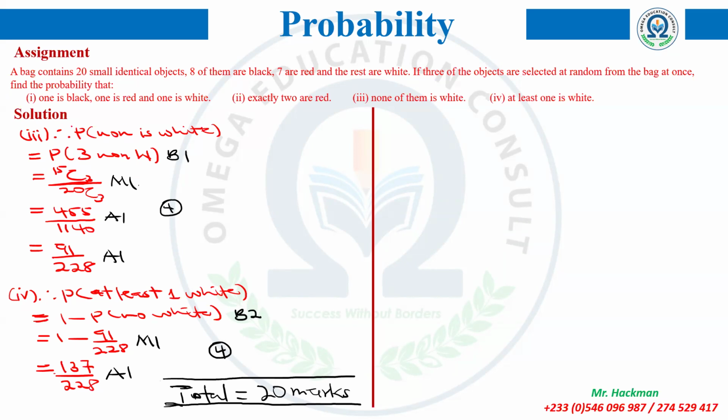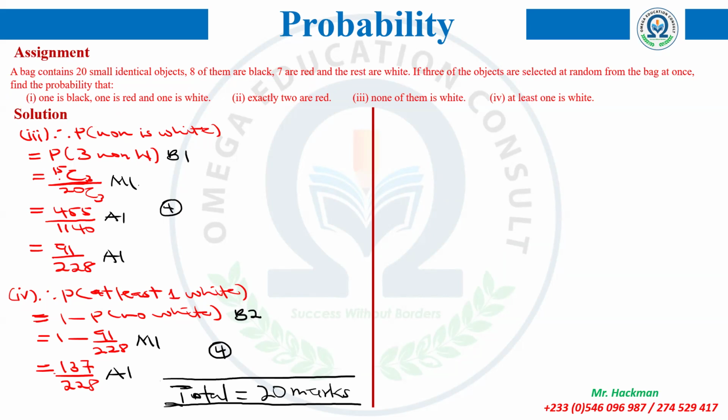All right, so at this point, what do we have? We are going to write, therefore P, none is white. None is white really means no white. Okay, so we are looking at 3 non-white, because we are selecting 3. So what will be your number of non-white? How do you get that? You subtract the number of white from the total, or you sum the black and red.